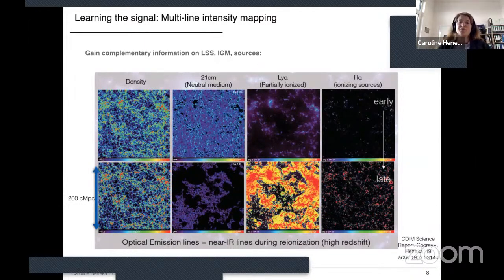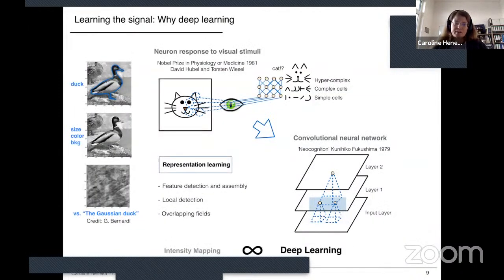So this brings back to deep learning, which has the ability to learn representations. By learning representations, I mean it can detect objects and characterize them, which is a little different to what we do, for example, when we apply a power spectrum, at least a spherically averaged one, where in the end we Gaussianize this picture and what we try to infer from it.